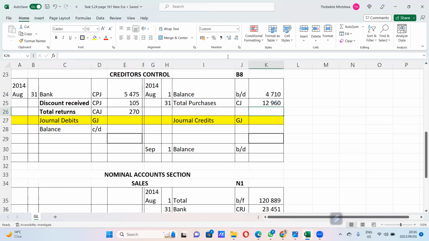Otherwise, that is it. That's what I'm going to teach you now about the ledger interpretations, debtors control and creditors control. For now, that's it. We can talk about the other ones at a later stage.